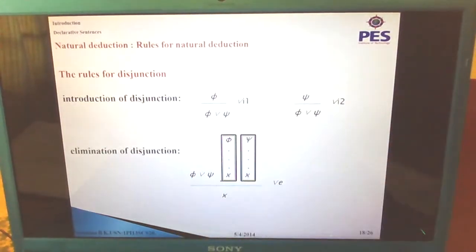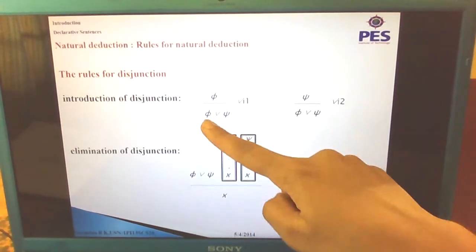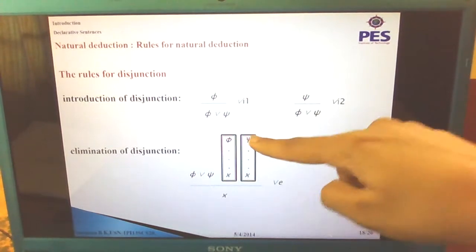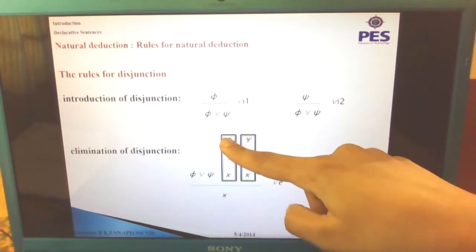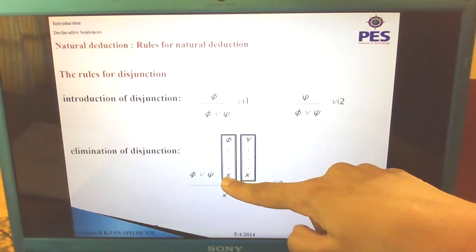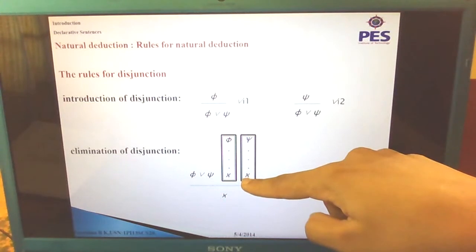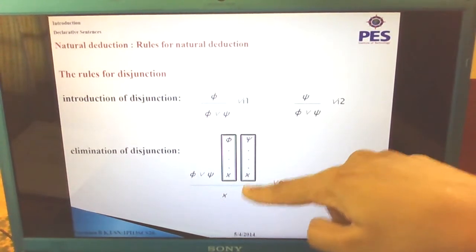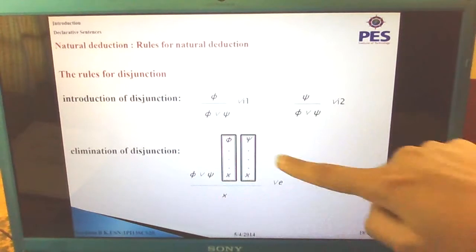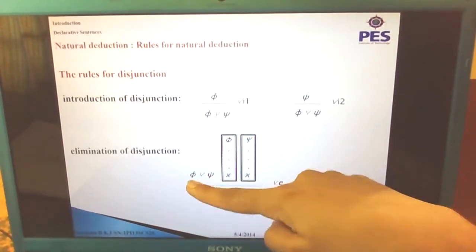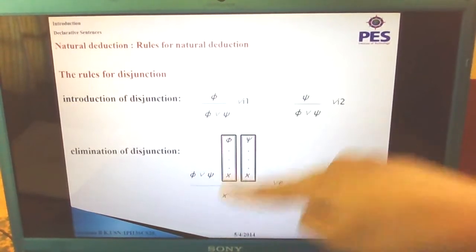Elimination of disjunction. Suppose we have one proof like phi disjunction with psi is true. In that we can prove that phi is our assumption and psi is also our assumption. By using phi we can conclude that chi is our conclusion. By using psi also we can conclude that chi is our proof. For this, by eliminating the disjunction symbol on phi and psi, we can conclude that chi is true.